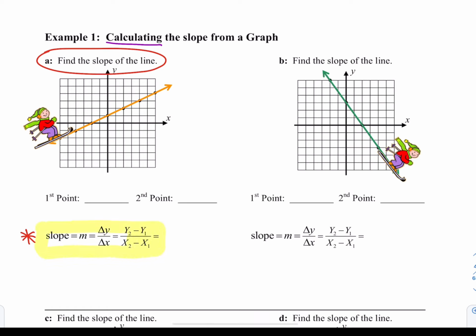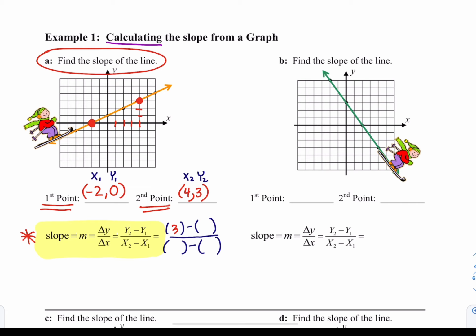For this, we're going to need at least 2 points on a line to calculate the slope. The slope formula is going to allow us to do that, but we have to pick 2 points on the line. So I pick (-2, 0), the x-intercept, and I pick another random point on the line, this time being the point (4, 3). Now using the slope formula, we identify x1, y1 and x2, y2, so that when we input them into the formula, we put those numbers in the correct places. So y2 is 3, y1 is 0, x2 is 4, x1 is -2.